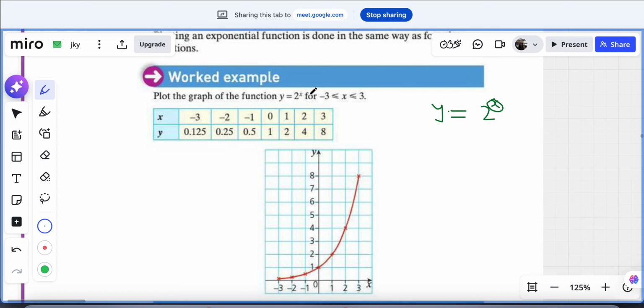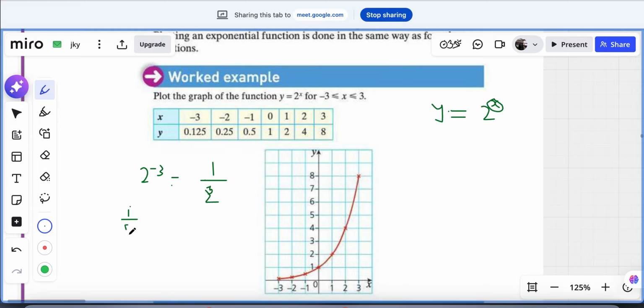You can make a table. You choose values from minus 3 to 3. Okay, you say 2 to the power of negative 3. You can put it in your calculator to give you this value. But I don't need a calculator to do this. Because if you say 2 to the power of negative 3, what does it mean? It means in indices, 2 raised to power negative 3 means 1 all over 2 to the power of 3.